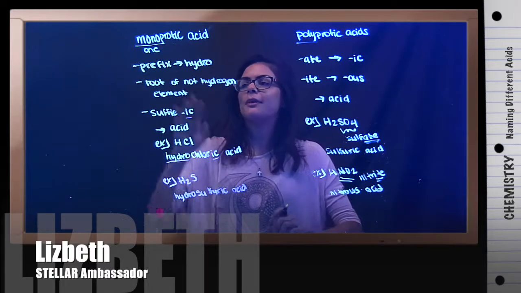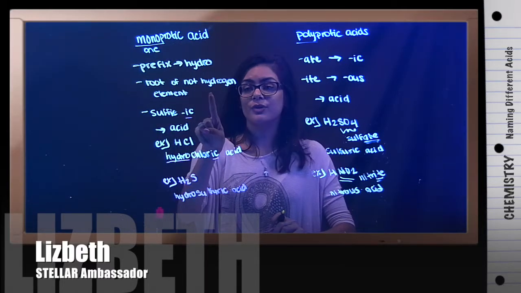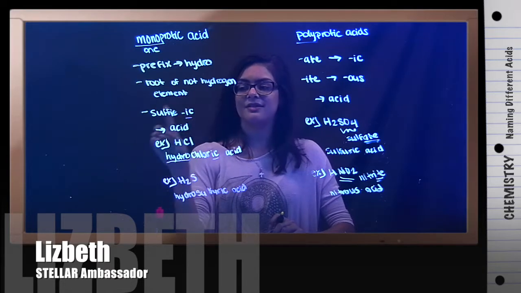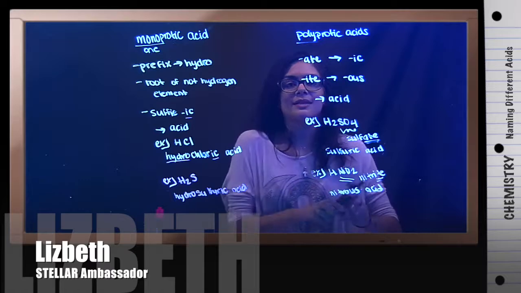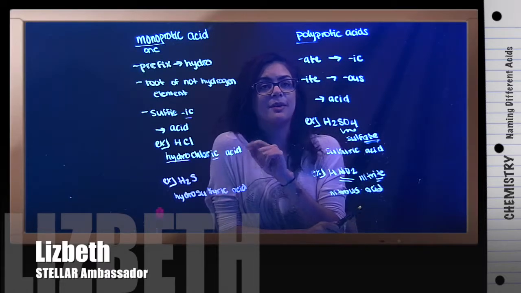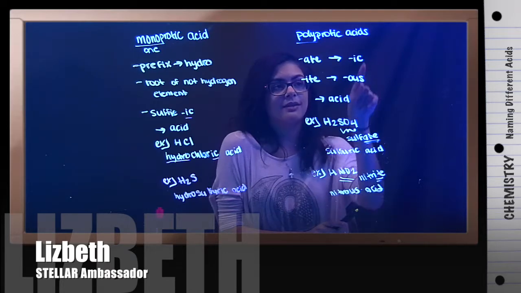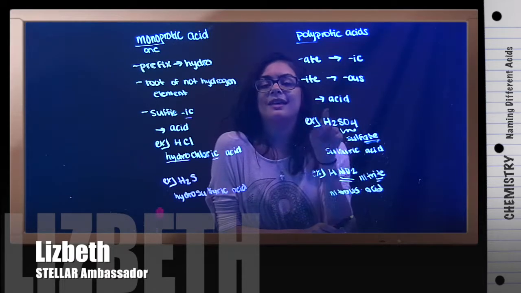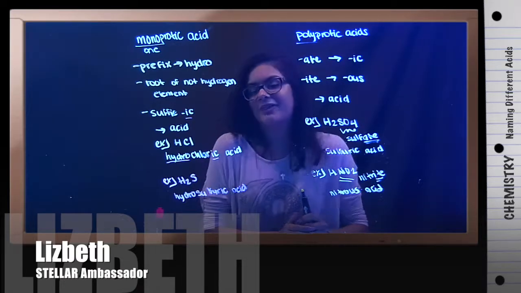So just to recap, for your monoprotic acids, you're always going to have your prefix hydro, you're going to have the root of the non-hydrogen element, and you're going to have the suffix -ic, and you end in acid. For the polyprotic acids, you're going to make sure you know your polyatomic, whether it ends in -ate or -ite. If it ends in -ate, you ate something icky, you're going to change it to -ic. If it ends in -ite, you're going to change it to -us, and then add acid. And that is how you name the different kinds of acids.